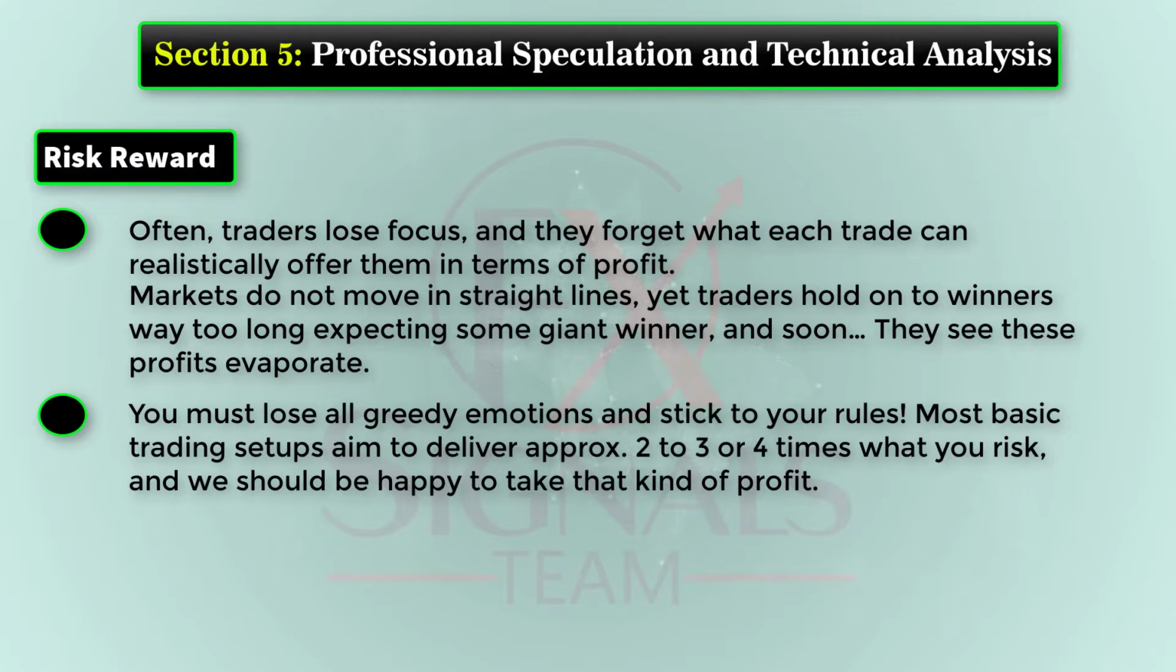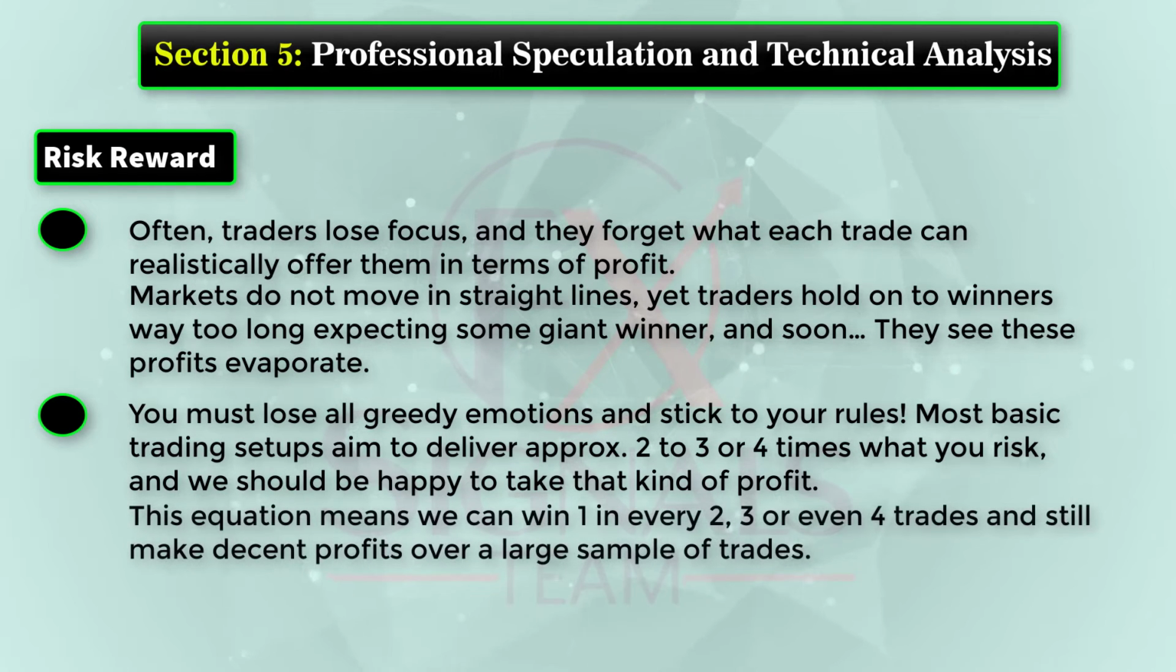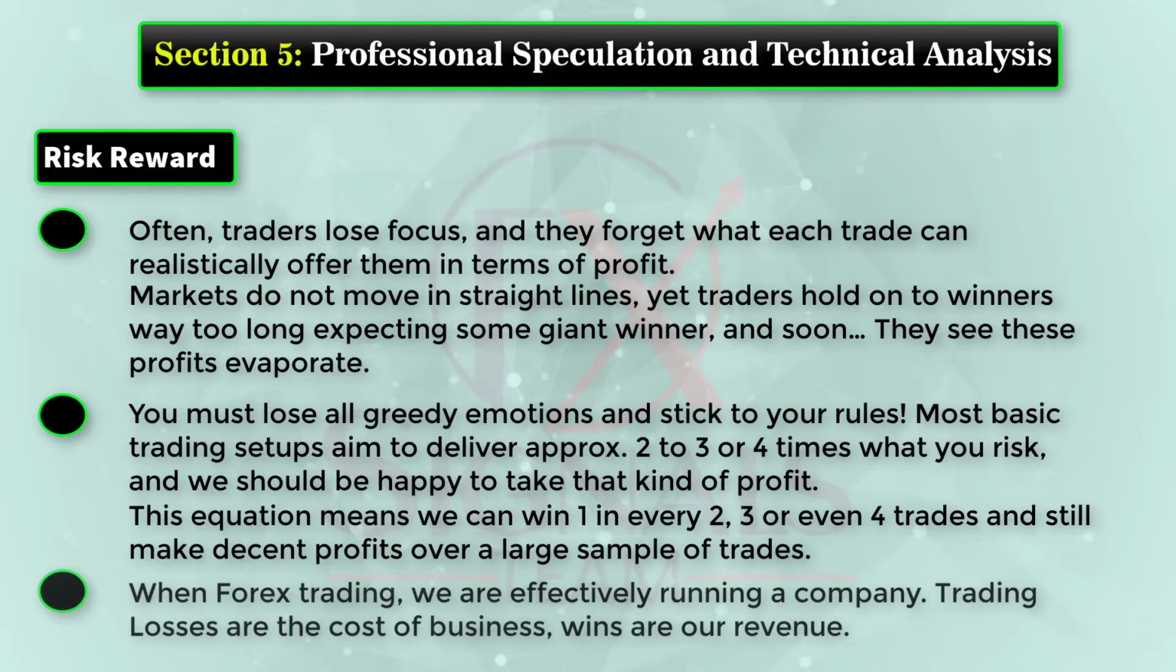Most basic trading setups aim to deliver approximately 2 to 3 or 4 times what you risk, and we should be happy to take that kind of profit. This equation means we can win 1 in every 2, 3 or even 4 trades and still make decent profits over a large sample of trades. When forex trading, we are effectively running a company. Trading losses are the cost of business, wins are our revenue.